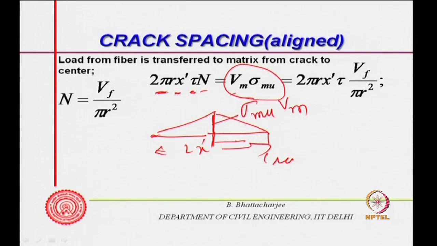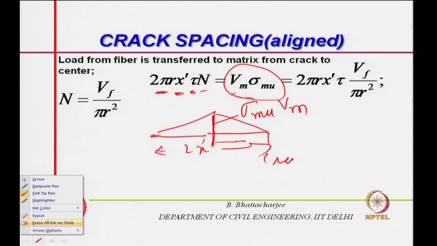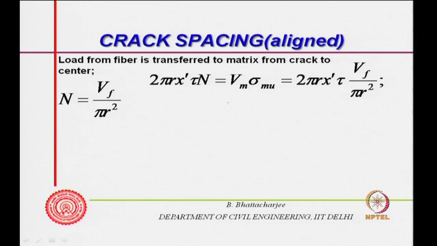So the unit volume fraction of this is the fiber volume fraction, and this into sigma mu would give me an expression for x', that is your crack spacing. So x', therefore, one can write V m sigma mu equals twice pi r x' tau n, where n can be replaced simply by V f divided by pi r square. This will result in a simple expression for x', because r cancels out with this, and pi cancels out with this.